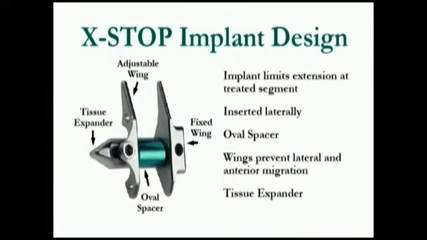The X-stop has a number of components. It is designed to limit extension at the treated site. The device is inserted laterally between the spinous processes. There's an oval spacer that keeps the spinous processes divided. The wings prevent any lateral or anterior migration of the device, and the tissue expander allows the device to be placed between the spinous processes.